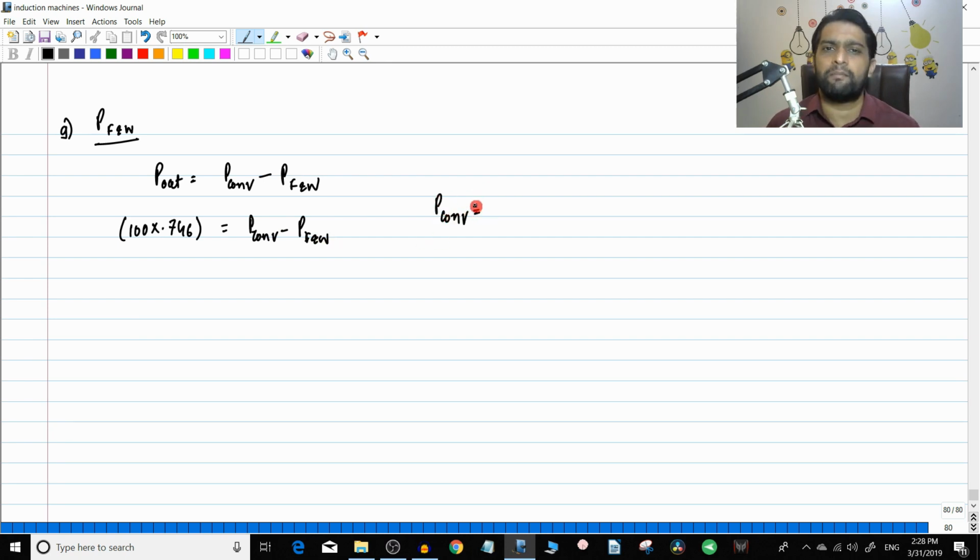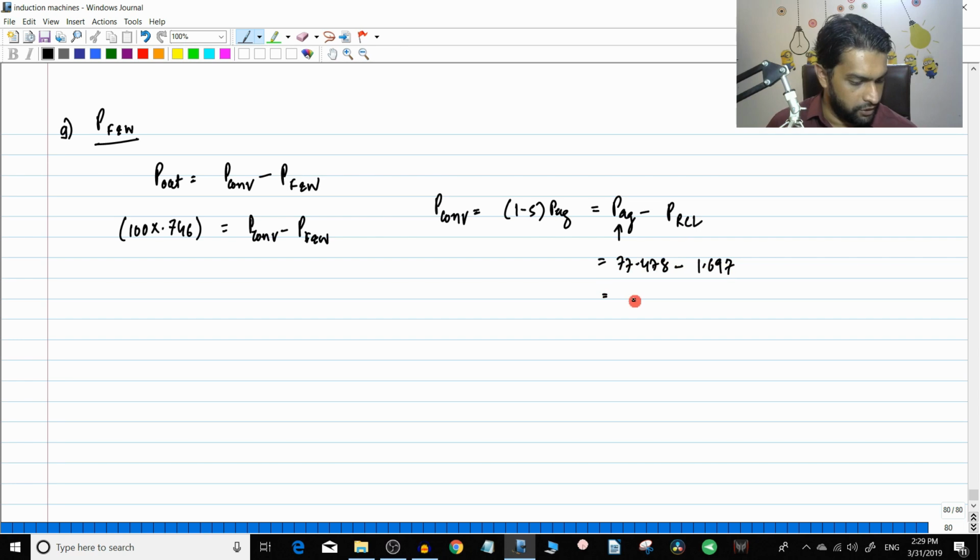There are a number of ways to do this. Either you can do (1 minus S) into PAG, or you can also use that the converted power is nothing but the air gap power minus the rotor copper loss, right? We'll use this formula here because in my notes I have used it. So this value will be equal to the air gap power, 77.478, minus the rotor copper loss, 1.697. So this value will be equal to 75.781 kilowatts.